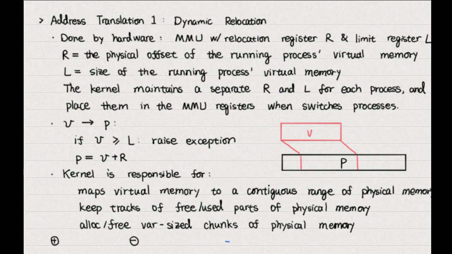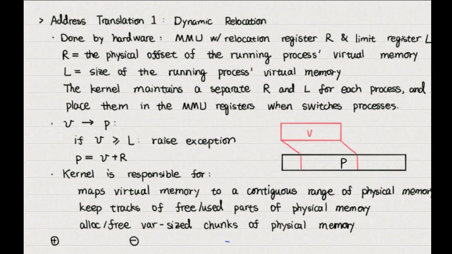Because there are more than one processes, each with its own virtual memory, the kernel must maintain a separate pair of R and L values for each process. When it switches process, the kernel is responsible for placing the R and L values in the relocation register and the limit register respectively.